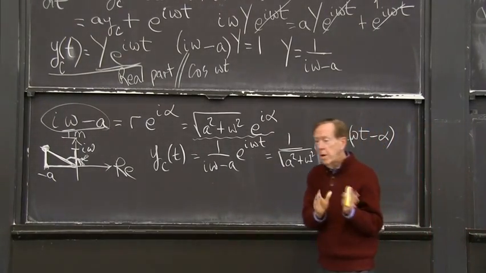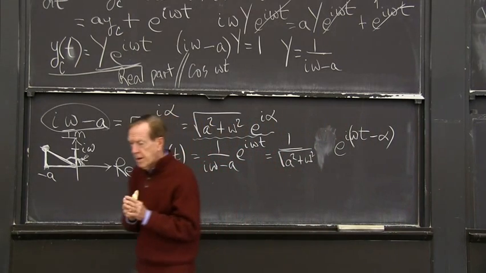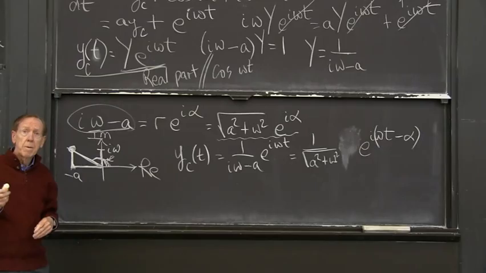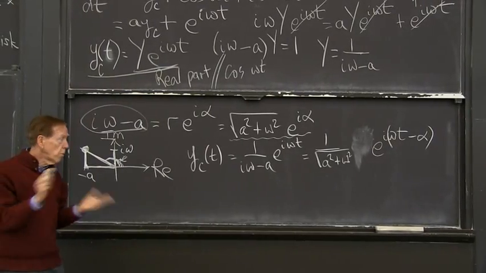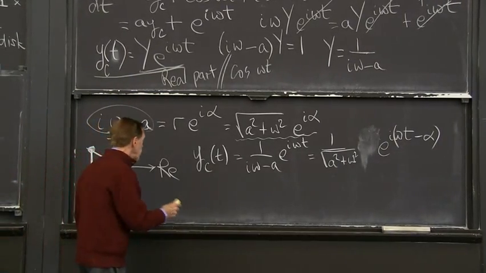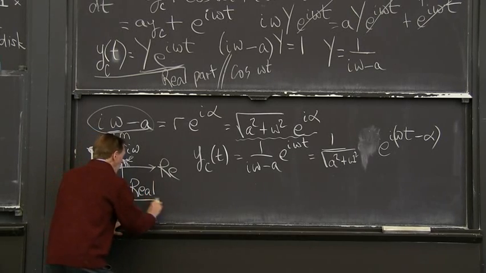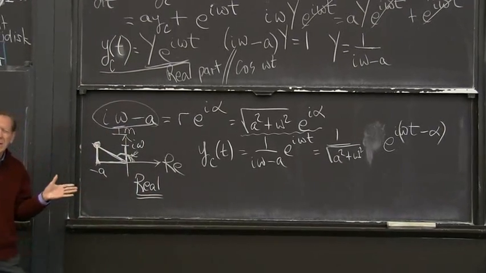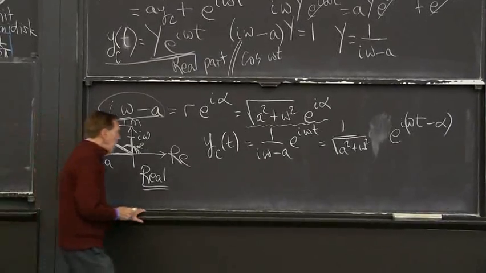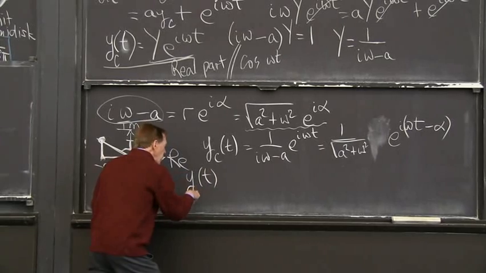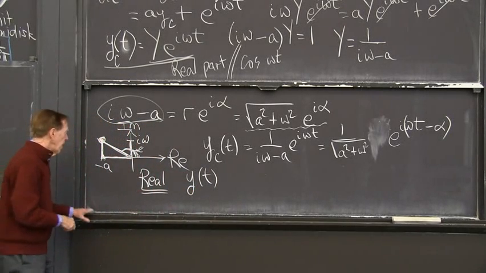Now I'm ready to take the real part and the imaginary part, and that will give me my two solutions, my two real solutions to the real equation. So take the real part, and that's what I'll concentrate on. The real part is the original y of t, Y real, coming from the cosine.